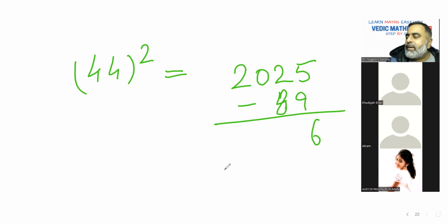Yeah. Huh? I have never even eaten it. Any doubt now? Any questions you have? Yes, Suman, Karishma, Khudeja. Yes. What will this become? 1936. Yes, sir.